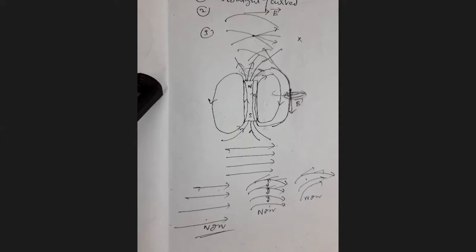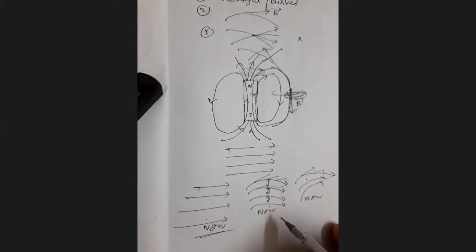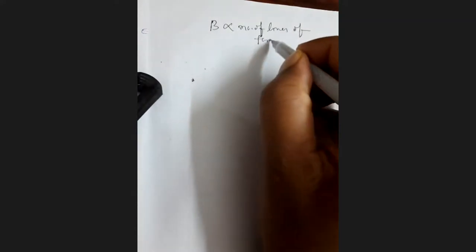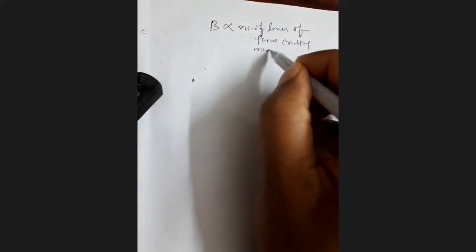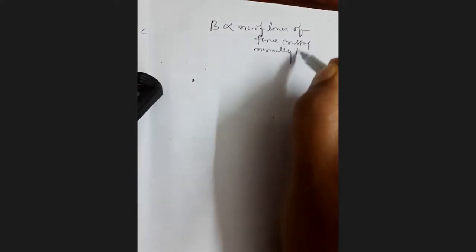Okay. In the uniform magnetic field, the lines of force are parallel and equidistant. In the non-uniform, they may be straight or curved lines. Magnetic induction field strength is directly proportional to the number of lines of force crossing normally through unit area.